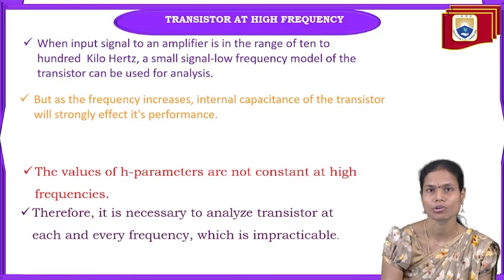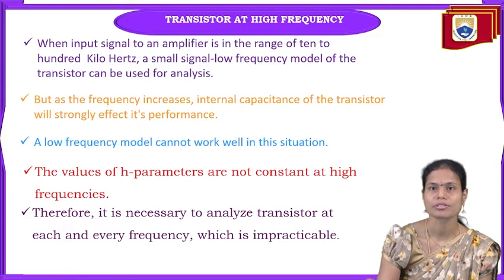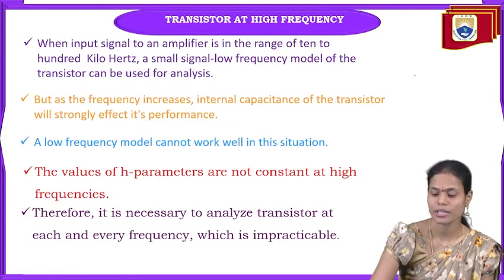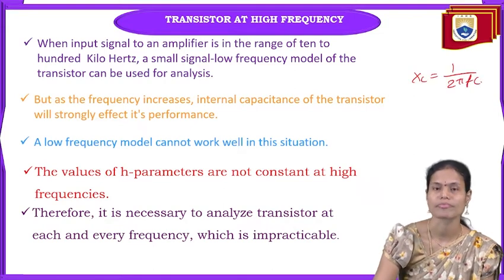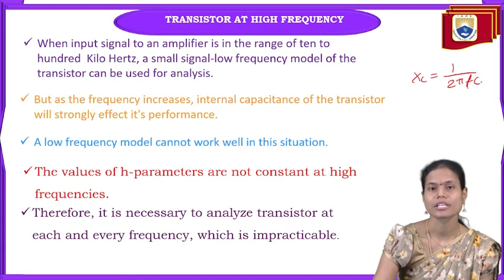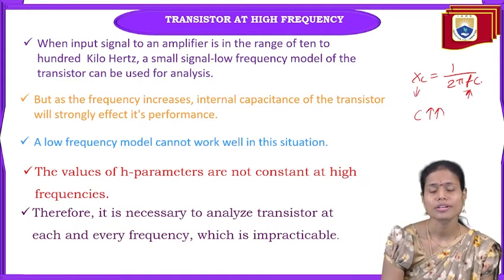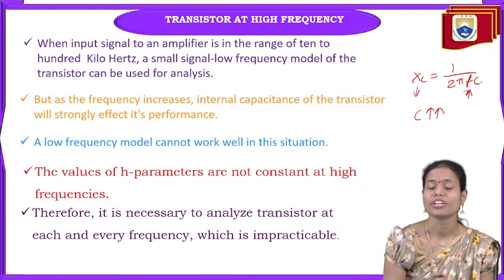But if the frequency of the signal increases, the effect of the capacitance in that circuit also becomes significant. Why? Because the reactance of a capacitor is inversely proportional to frequency, that is Xc equals 1 by 2 pi fC. Here, as the frequency increases, the reactance of the capacitor decreases, so the capacitive effect increases. Once that capacitive effect increases, we need to include the effect of that capacitor in the analysis of the circuit.